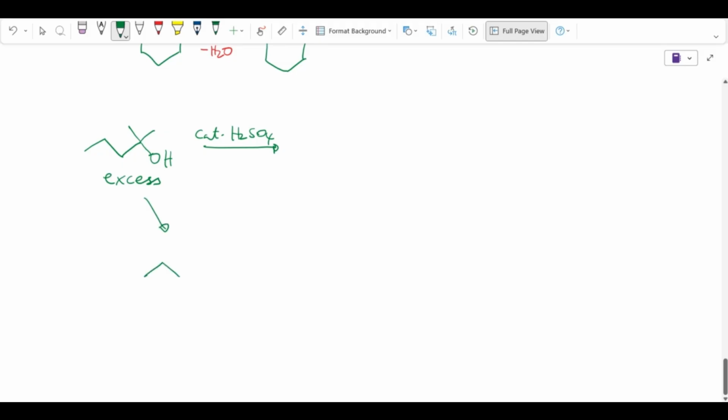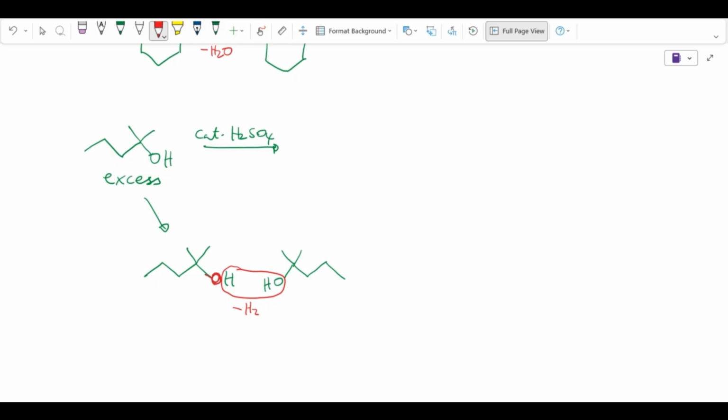So the way this works is, again, you're going to have two equivalents of this alcohol. So remove water from this reaction. So whatever we have left is going to be the product.